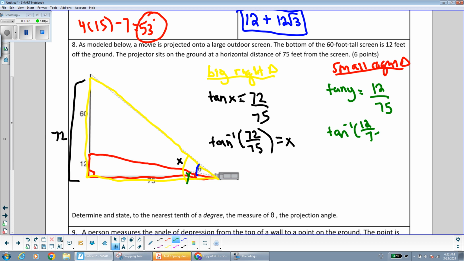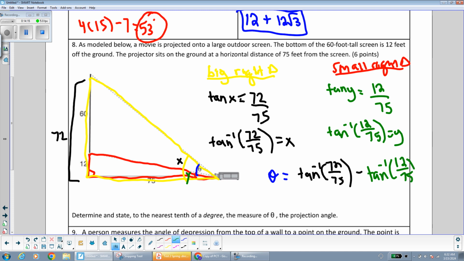Inverse tangent, once again, find the angle. And as we spoke about before, we can do big minus small to get angle theta. So angle theta is going to be equal to angle x from the big right triangle, which was inverse tangent of 72 over 75, minus angle y from the small right triangle, which is inverse tangent of 12 over 75.